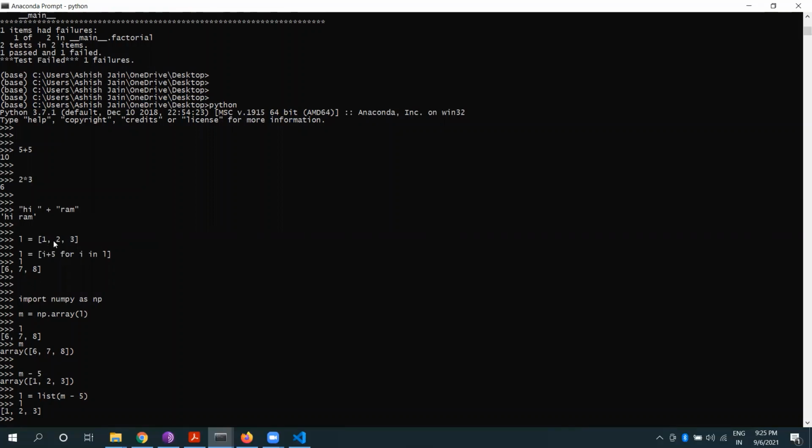So first we had 1, 2, 3. We added 5 to every element using list comprehension. Then we used the NumPy package to get our L back to 1, 2, 3 with the help of broadcasting. M minus 5 is broadcast to every element of M: 6 minus 5 is 1, 7 minus 5 is 2, and 8 minus 5 is 3. Broadcasting is clear?